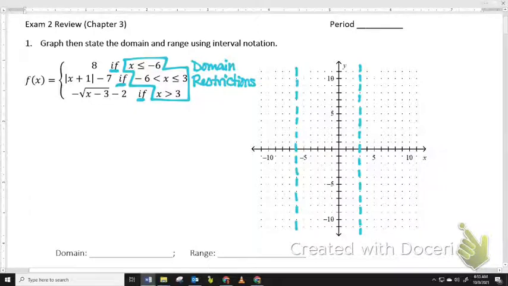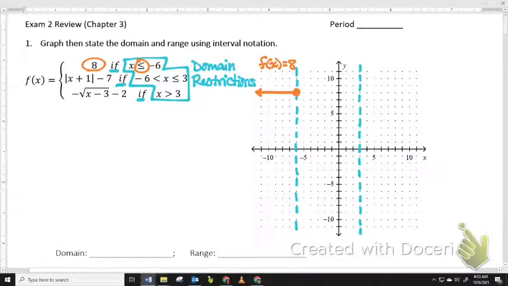This top function is to the left of -6. This is f of x equals 8, so it is a constant function. It's going to look like a horizontal line up here at 8. So coming over like this, when it hits the fence, it is a filled in dot because it has that or equal to with our -6 there. X is less than or equal to -6.